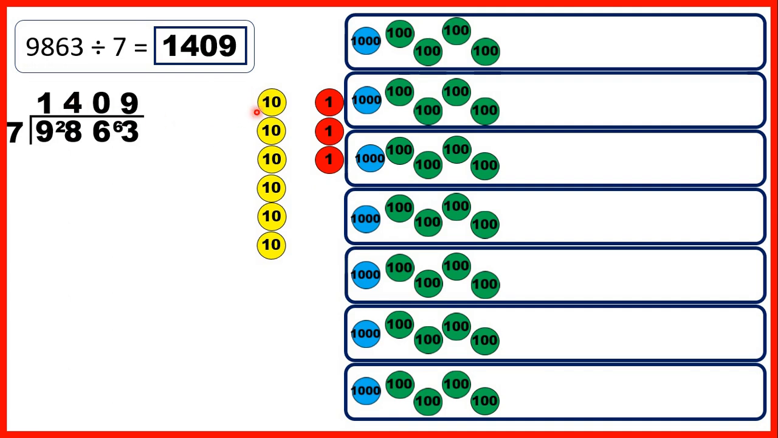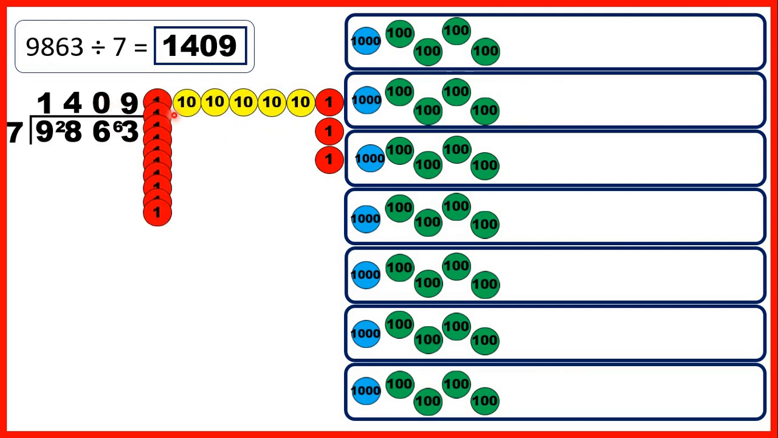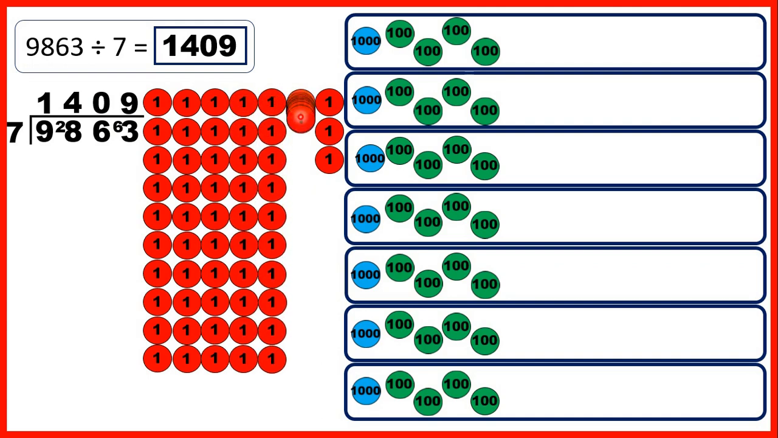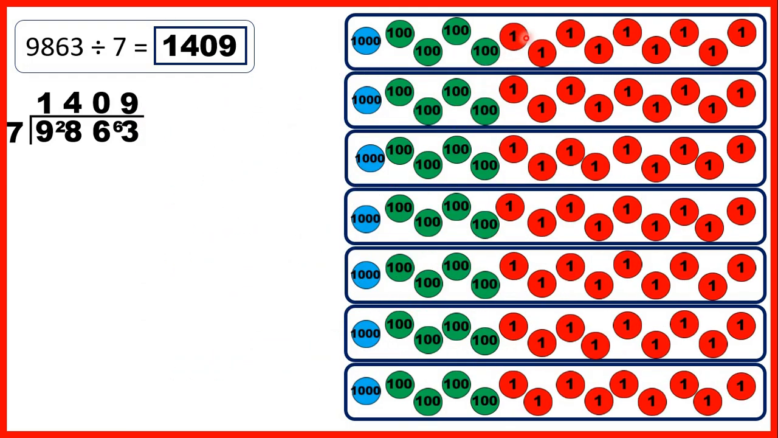But now we have 6 tens. We can't share out 6 tens because we have 7 groups. So we have 0 tens in our answer, but we can exchange these 6 tens for 60 more ones. That gives us 63 ones altogether, and we can share out all of these to get 9 ones in each group. So that's why our answer is 1,409, because in each of our groups we have 1,000 counter, 400 counters, no 10 counters, and 9 1 counters.